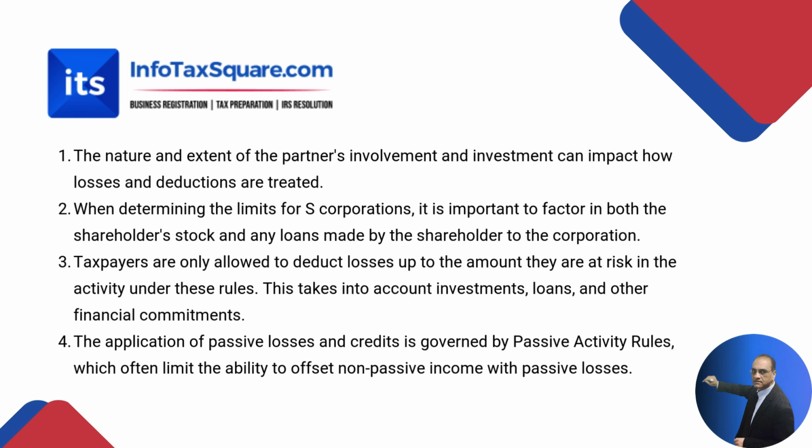Number 3, taxpayers are only allowed to deduct losses up to the amount they are at risk in the activity under these rules. This takes into account investments, loans, and other financial commitments. Number 4, the application of passive losses and credits is governed by passive activity rules, which often limit the ability to offset non-passive income with passive losses.